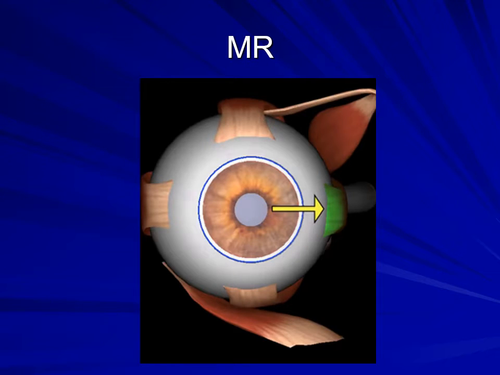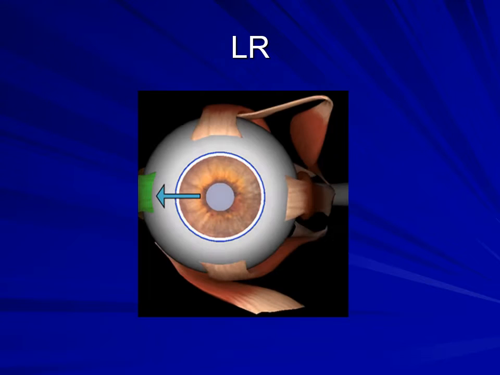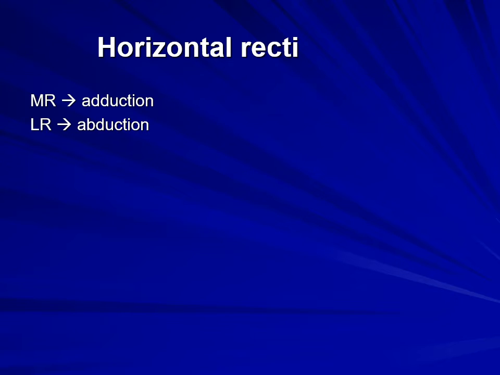The medial rectus is mainly an adductor of the eye. The lateral rectus is mainly an abductor of the eye, because they are both parallel to the axis of the eye. The horizontal recti, medial rectus and lateral rectus, move the eyes in adduction and abduction. They both have one action for each muscle, because they are parallel to the axis of the eye.